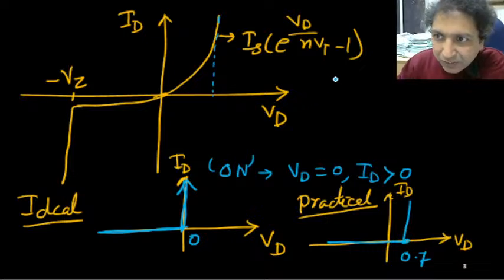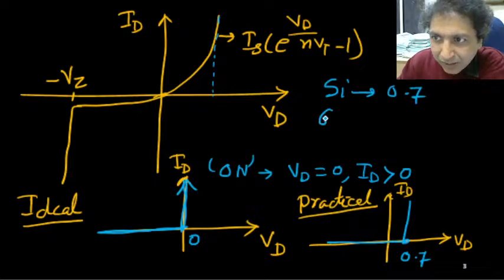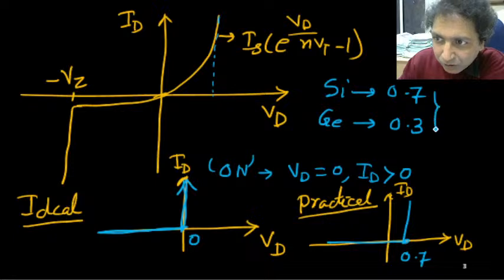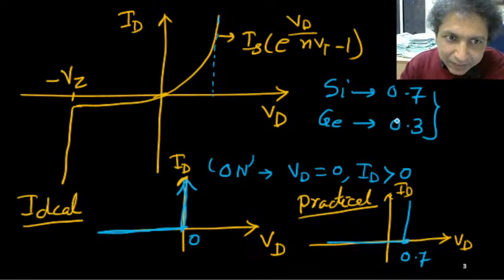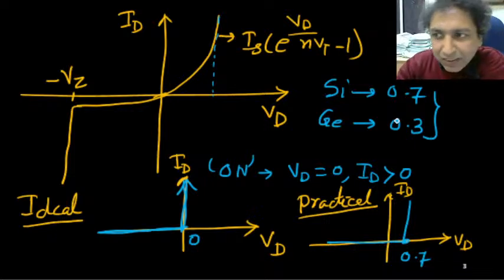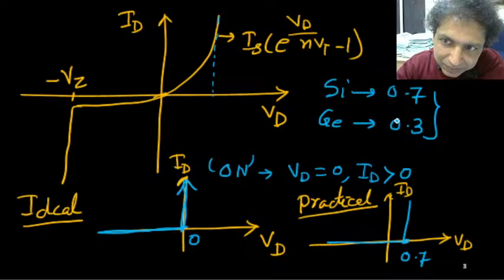Okay, so for silicon diode it is 0.7 volt we will compare. For germanium diode we will consider around 0.3 volt. If nothing is mentioned in the problem, you will assume that the diode is made of silicon diode. Okay, clear? Now we will start solving the problems on diode.